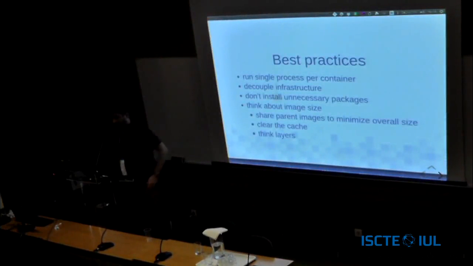So, here's the list of best practices. Some of them are directly copied from docker.com. Run a single process per container, or try to run a single process per container. Decouple your infrastructure, so do not put more than one service into one container. One container should run only one service, right? And then you put them together into a group of services, and then you orchestrate these services together through some Docker Compose file or Kubernetes or whatever is your poison.